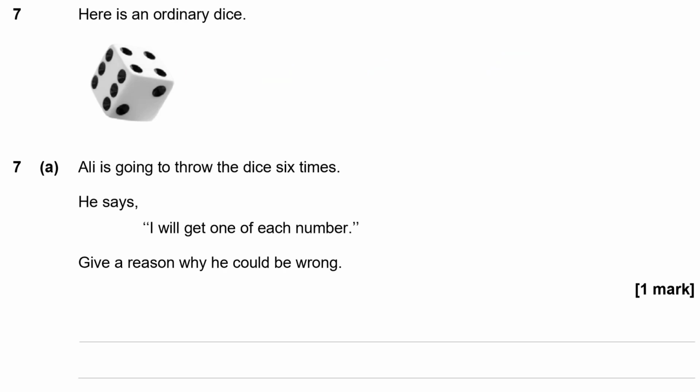Okay, Ali is going to throw a dice 6 times, and he says, I will get one of each number. Give a reason why he could be wrong. Well, getting one of each number is just one of many different possibilities, actually. And in any case, actual outcomes don't necessarily match theoretical values. So that's what I'm going to write down.